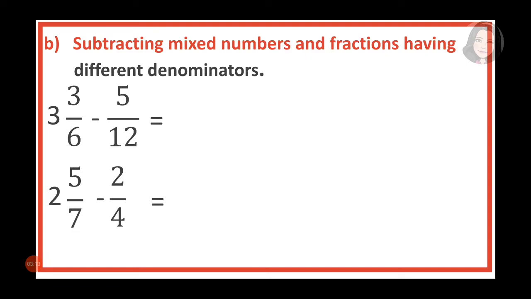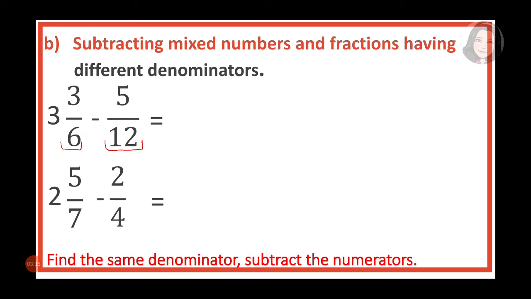Now B, subtracting mixed numbers and fractions having different denominators. In the first example, I have a denominator 6 on one side and a denominator 12 on the other side. Before you start multiplying, ask yourself this very simple question. Can you change the 6 into a 12? Well, of course. And how is that? By multiplying by 2. So what I'm doing is that I'm finding the same denominator.